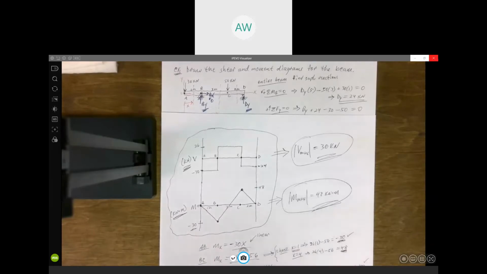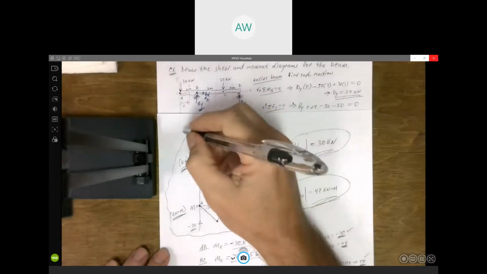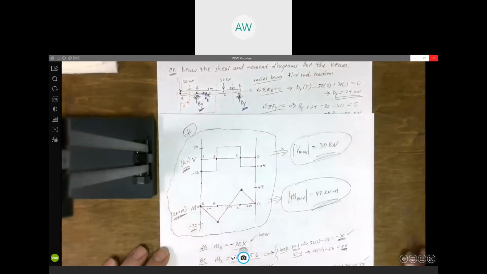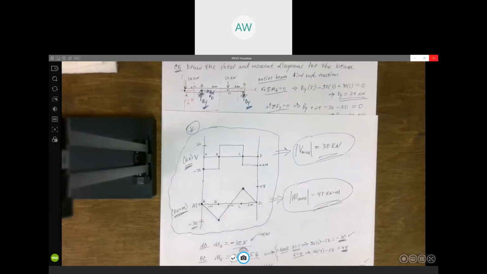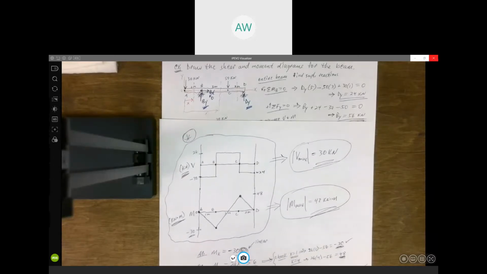All right? So again, any questions how we accomplish this shear and moment diagram? It's not hard or complicated. Basically, if you know statics, you can do that.